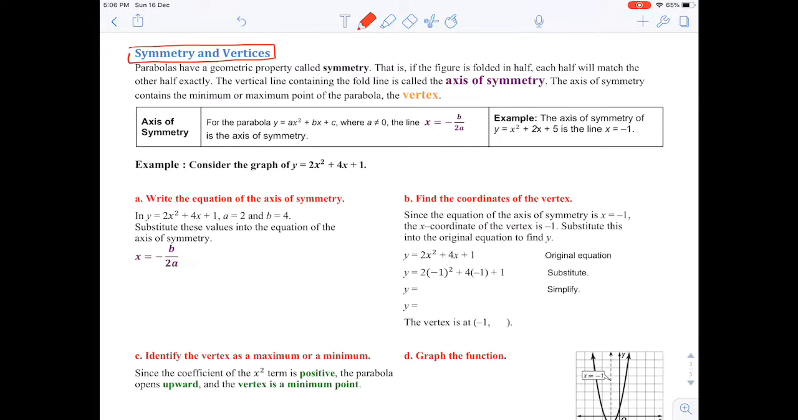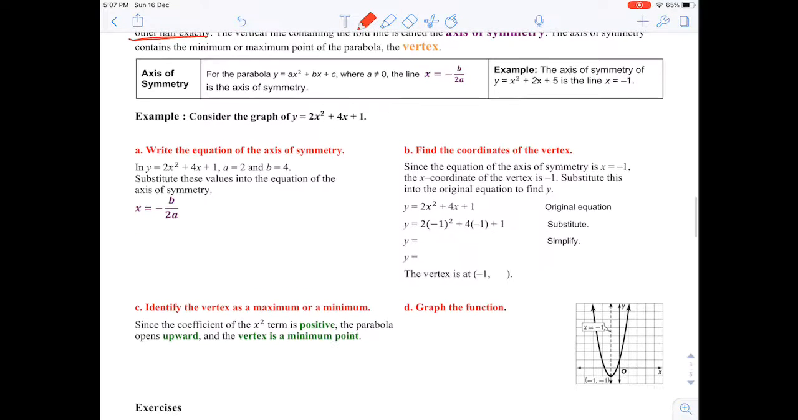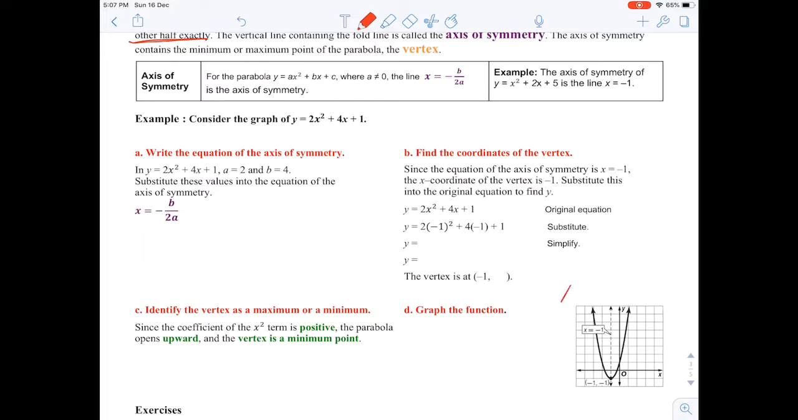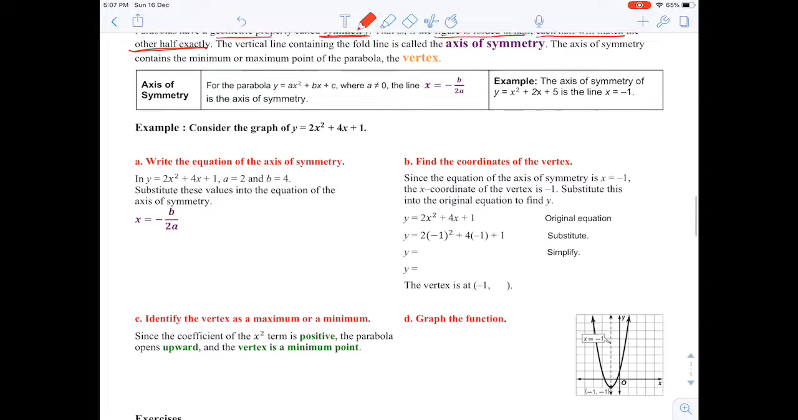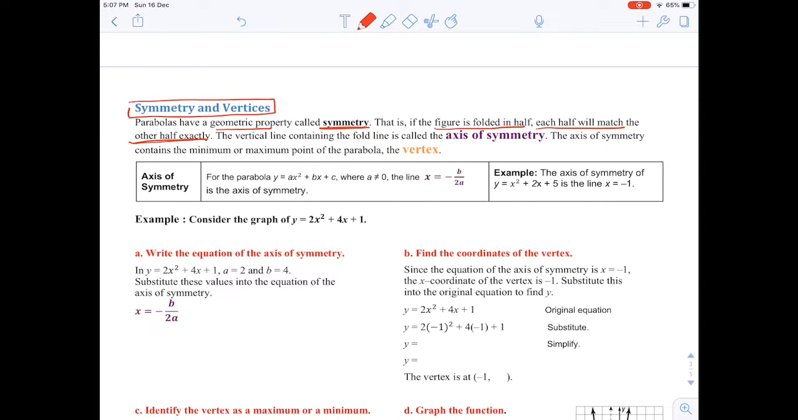Parabolas have a geometric property called symmetry. You've come across that word in elementary and middle school. You know that it means if you take a figure and fold it in half, each half will match the other half. They are identical. So if you can imagine a dotted line down the middle of a parabola, so if I scroll down and look at this graph that I'm putting an asterisk next to right now, if you could put a dotted line down the middle of a parabola and fold it, the two halves would match each other perfectly. That's because parabolas are symmetrical. That's a really useful property for us.